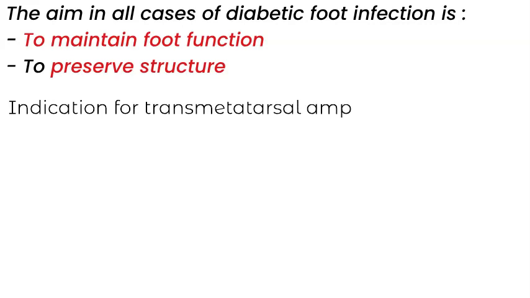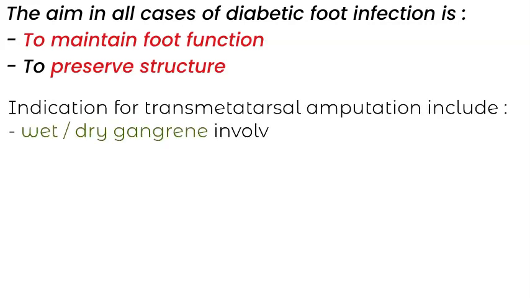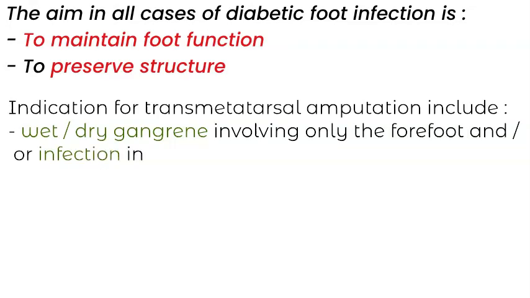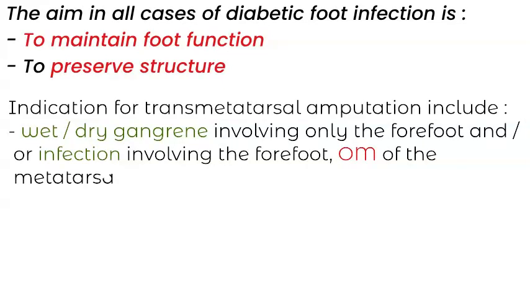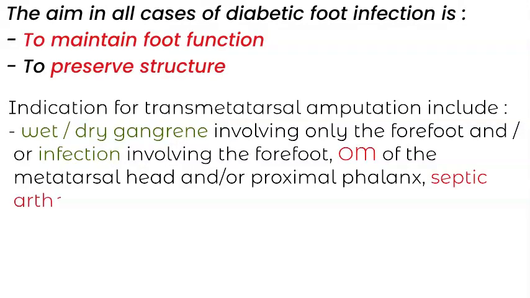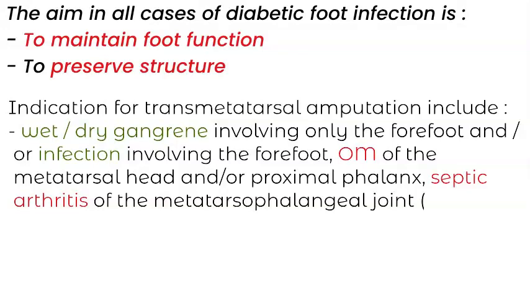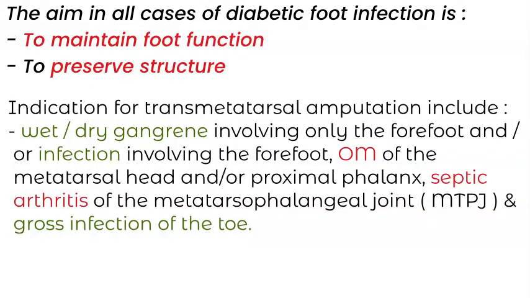Indication for transmetatarsal amputation include wet or dry gangrene involving only the forefoot and/or infection involving the forefoot, osteomyelitis of the metatarsal head and/or proximal phalanx, septic arthritis of the metatarsophalangeal joint (MTPJ), and gross infection of the toe.